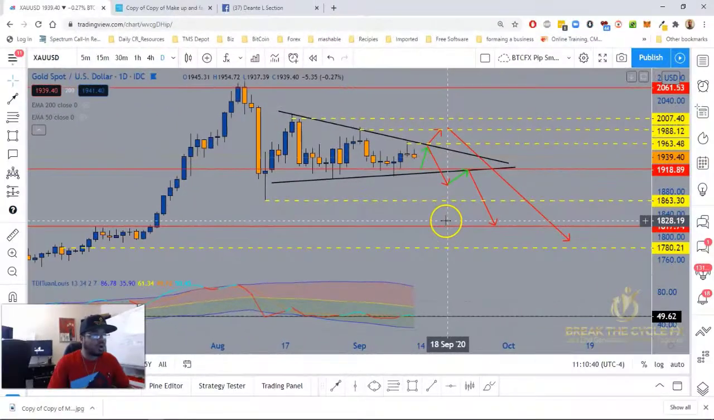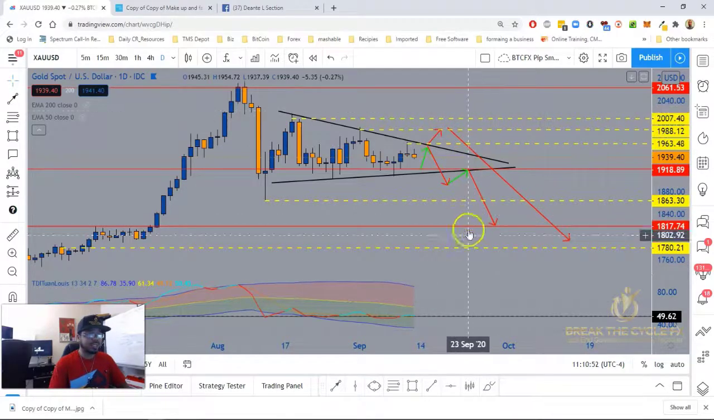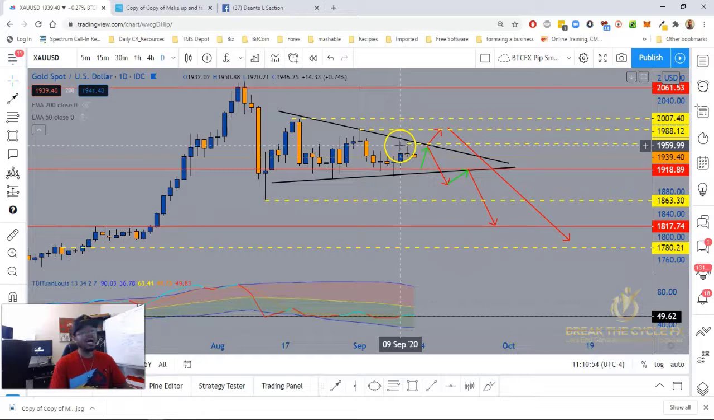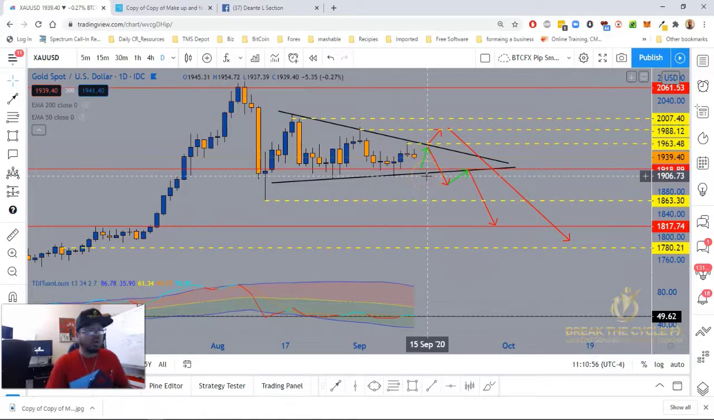Okay, guys, so here we are on the daily time frame for gold. We want to start from the highest time frame and then work our way down to see what kind of opportunities we can come up with. As you can see, I've already dropped some resistance levels and some support levels on where I think that price is going to go and test, so we can find different entries.